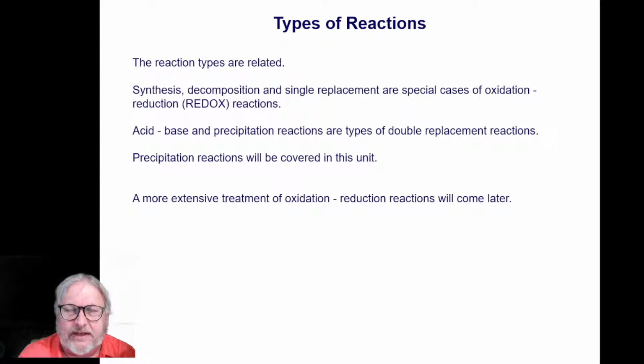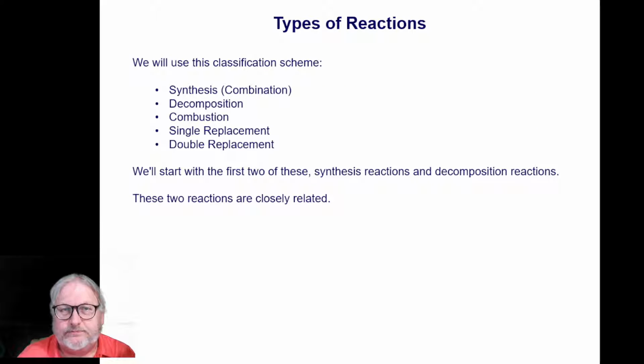Then an acid-base and a precipitation reaction are double replacement types of reactions. And we will cover precipitation reactions, and we'll touch on acid-base reactions in this unit. Okay. We'll talk more about redox later on for some of you guys. So, we're going to use this classification system, and we're going to start with synthesis and the decomposition reaction.